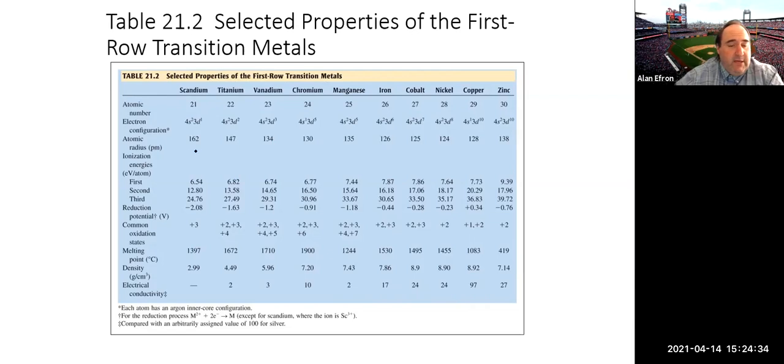But some general trends we talked about, again, as we go across the period there in the first row, transition metals, we get smaller in terms of the atomic radius. We also talked about here +3, +2, very common sort of oxidation states that we see. In general, we got sort of a trend in density that's increasing as we go from left to right in terms of the periodic table.